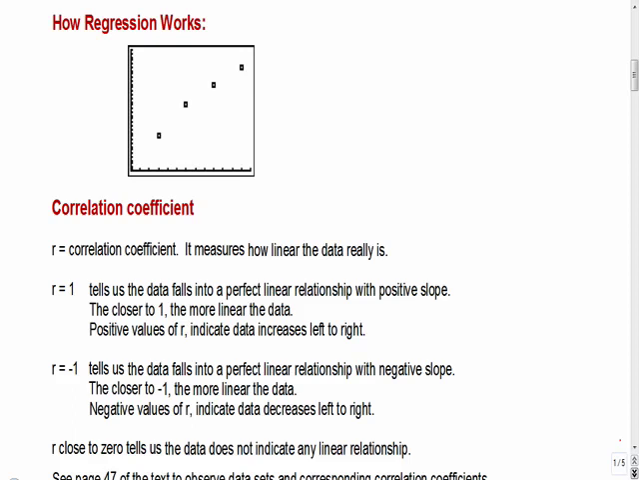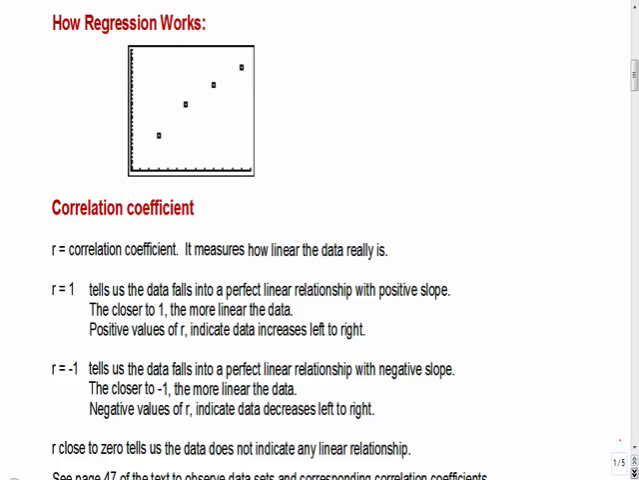If we were to obtain a correlation of 1, that would tell us the data falls into a perfect linear relationship with a positive slope. The closer R is to 1, the more linear the data. And again, positive values of R will always indicate that the data generally increases as we go left to right.